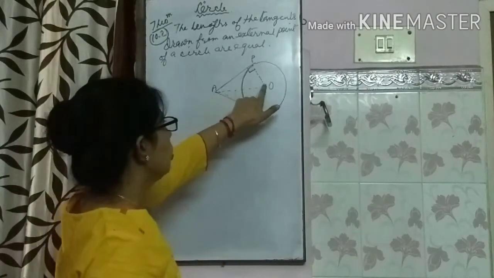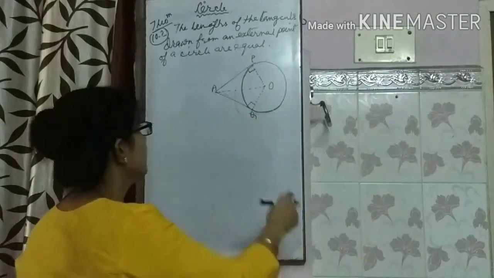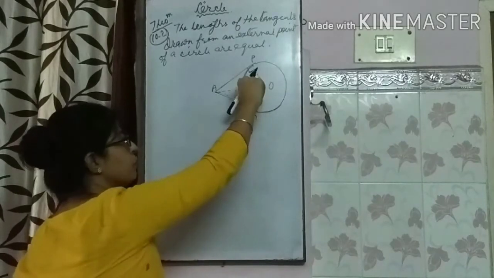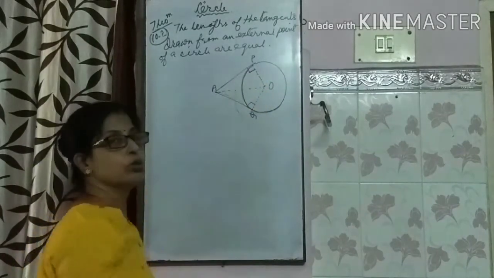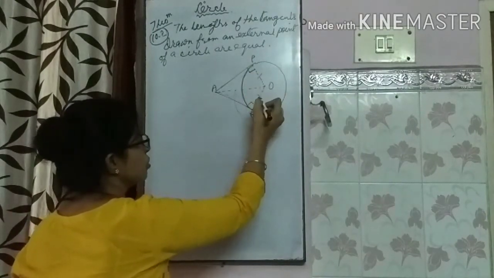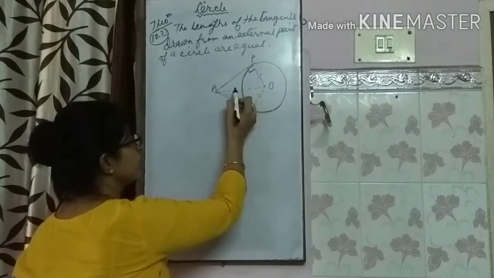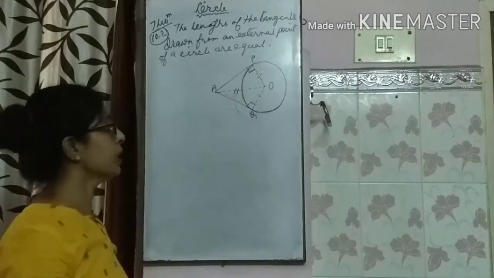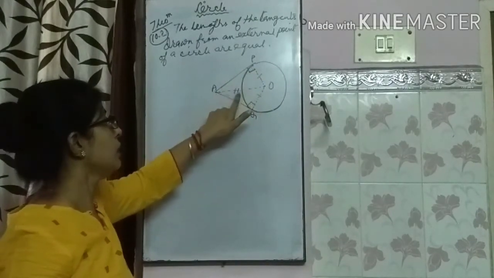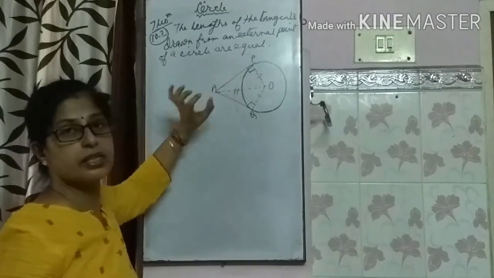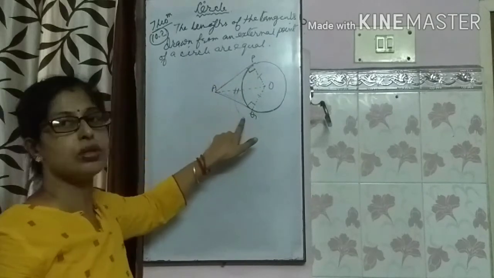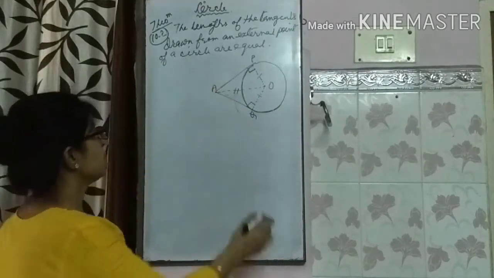Now this OA has to be joined. So there become two triangles. Now you have to prove the two triangles congruent. It's very clear, these two angles are equal, these two are the radii of the same circle, and here is a common side. By right angle, hypotenuse, and side, RHS, both the triangles are congruent. If both the triangles are congruent, then AP is equal to AQ by CPCT.